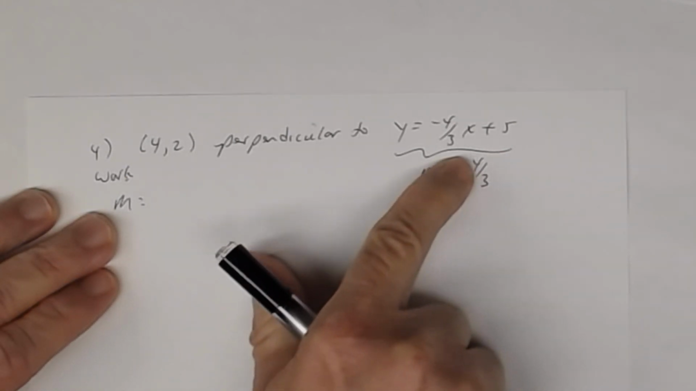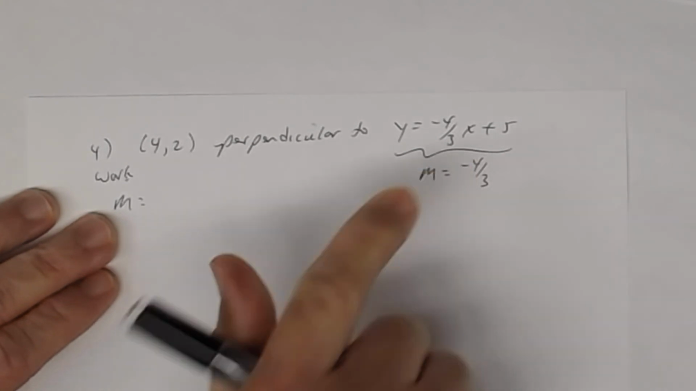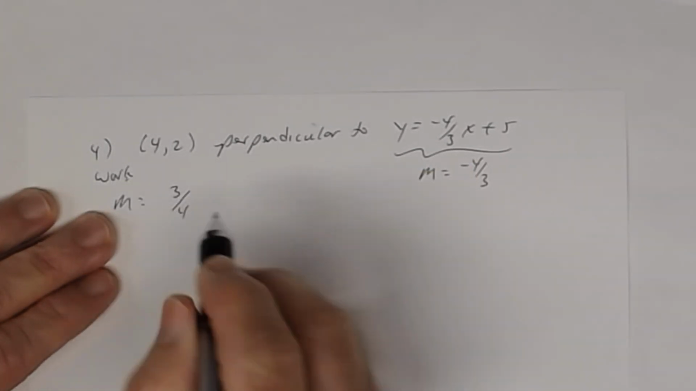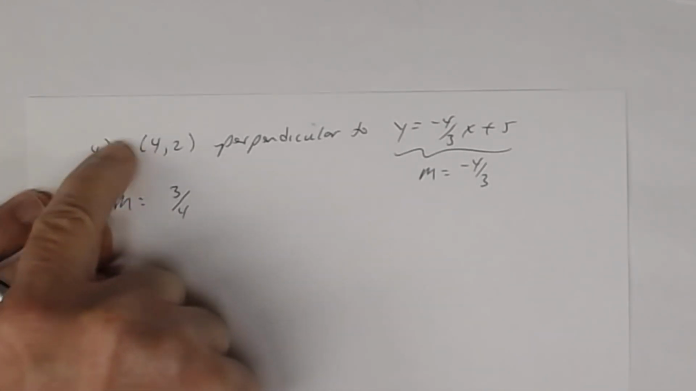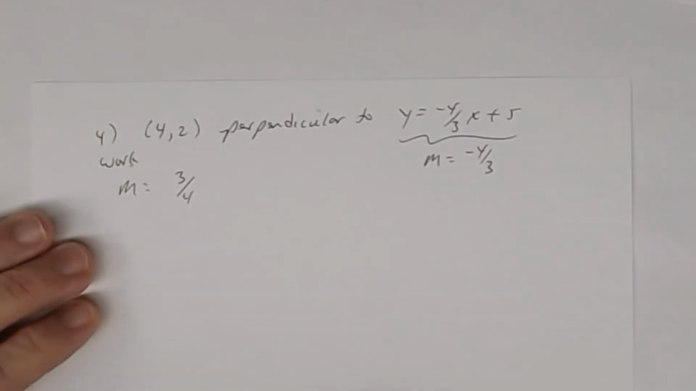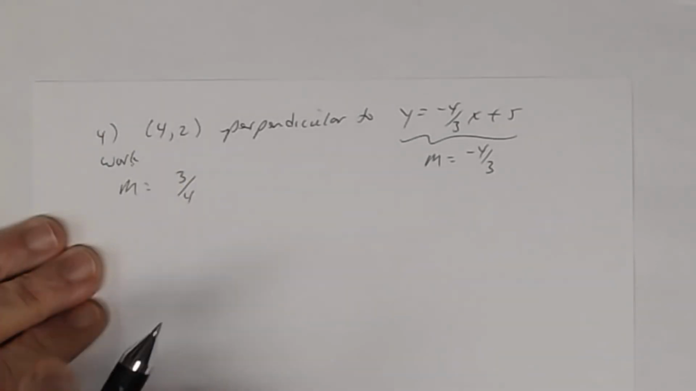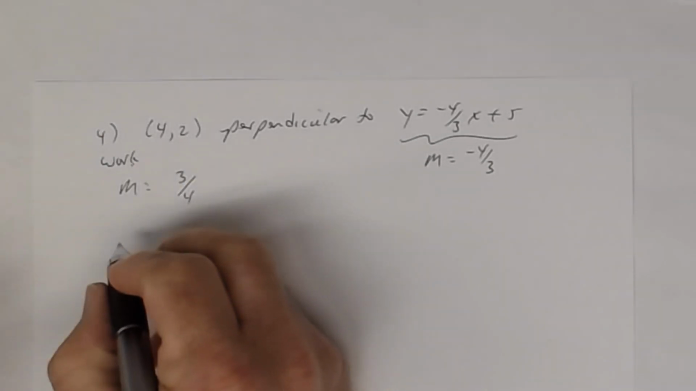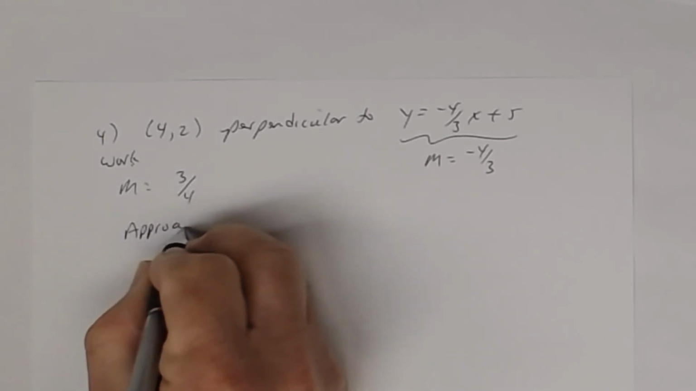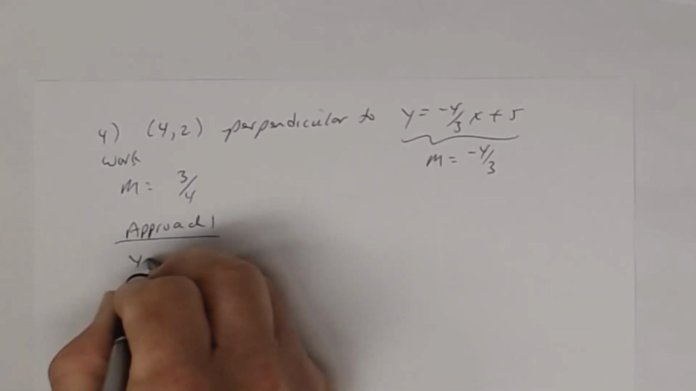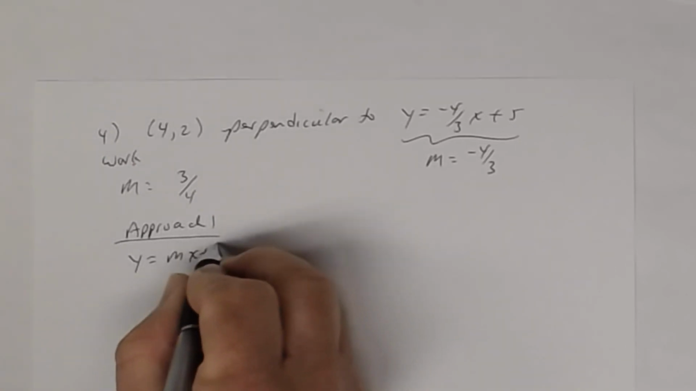First of all, the reciprocal of 4/3 is 3/4, right? So 3/4. And if this is negative, then this has to be positive. So there's the slope of the line that contains that point. Now we know the slope and we know a point of the line, so let's go ahead and find the equation. Some of you probably used approach number 1, which is slope-intercept form.